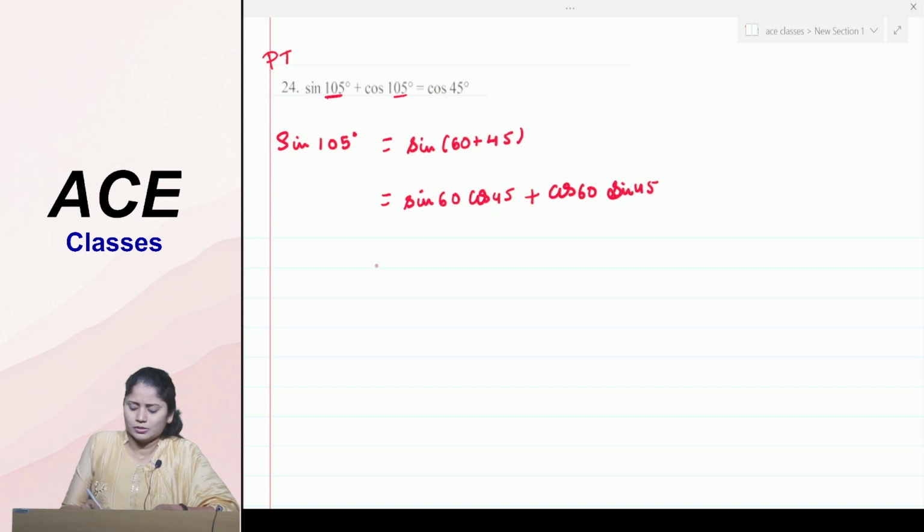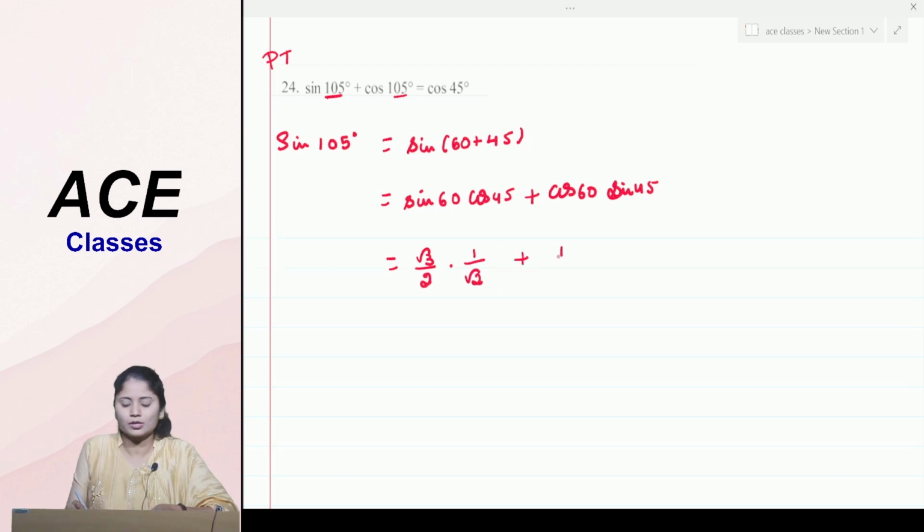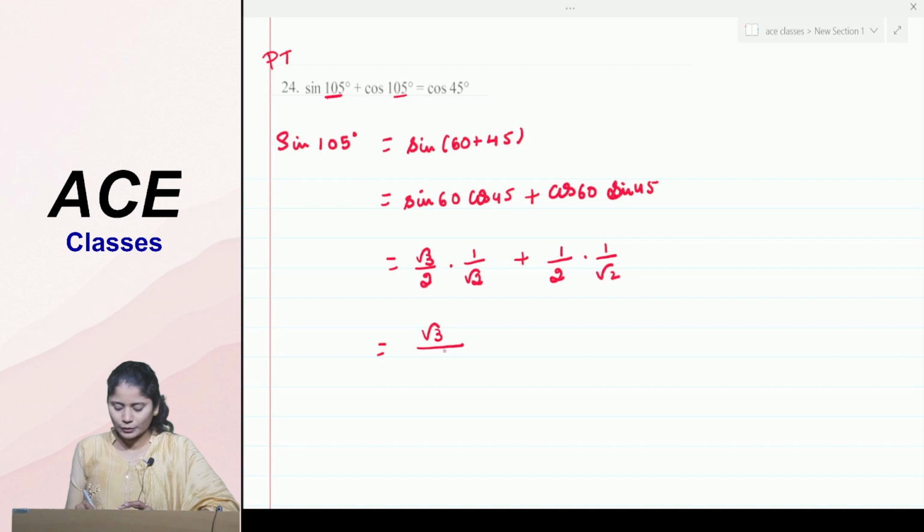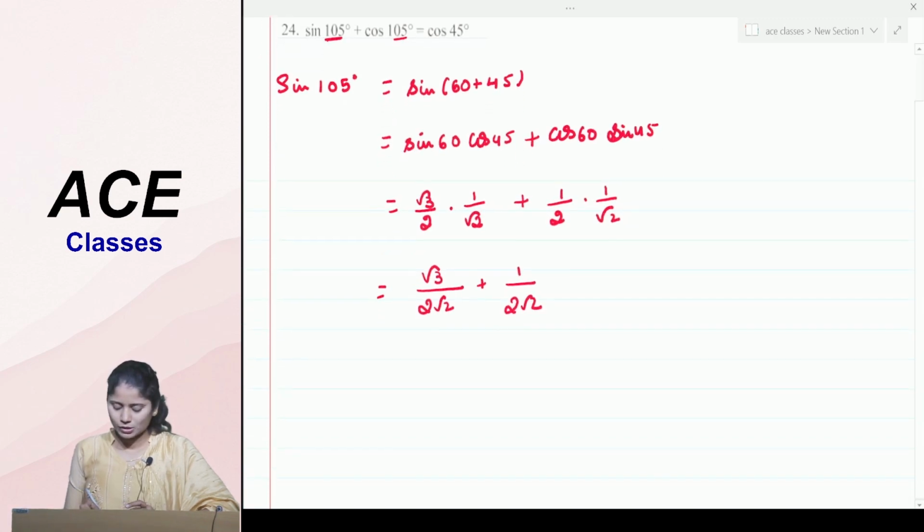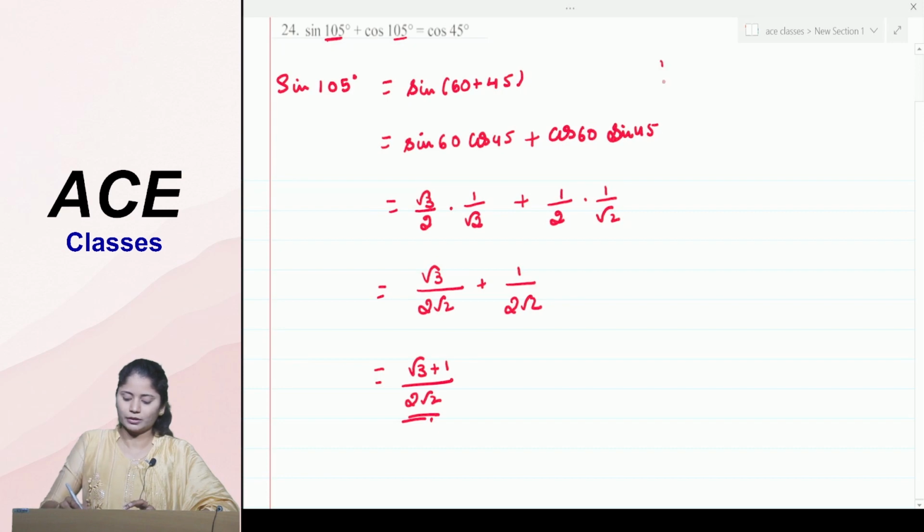Okay. So sine 60 value is root 3 by 2. Cos 45 is 1 over root 2. Cos 60 is 1 by 2. Sine 45 is 1 over root 2. So according to the BODMAS rule, first multiplication, then comes your addition. Okay. So this is root 3 into 1 is root 3 by 2 root 2, plus 1 over 2 root 2. Since the denominators are same, I am just adding the terms in the numerator. So this is sine 105 degree.